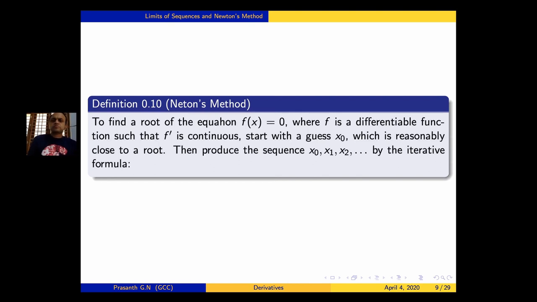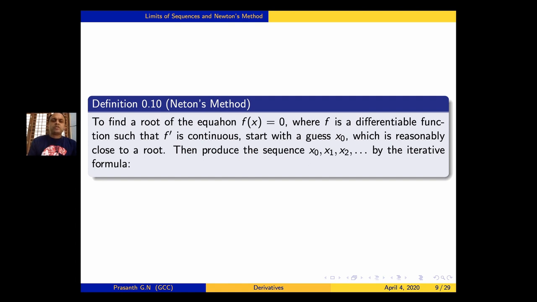Okay. Newton's method, there is a typo error there. To find the root of the equation f of x equal to 0, where f is a differentiable function such that f dash is continuous, start with a guess x0, which is reasonably close to a root.